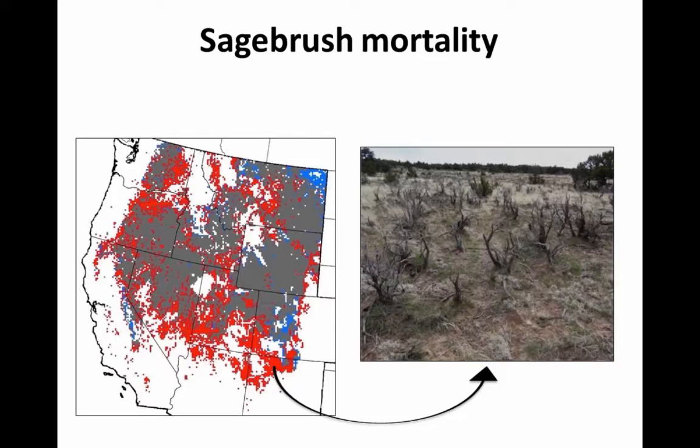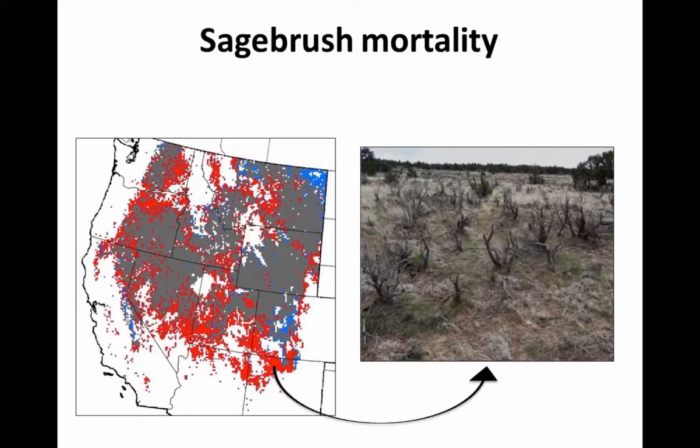Mortality of this dominant species in these ecosystems is a mechanism by which these systems can convert from being the sagebrush communities that we know them as to something else in the future. So understanding the controls over that is really important for being able to project how and when and where these systems might start to become something else.